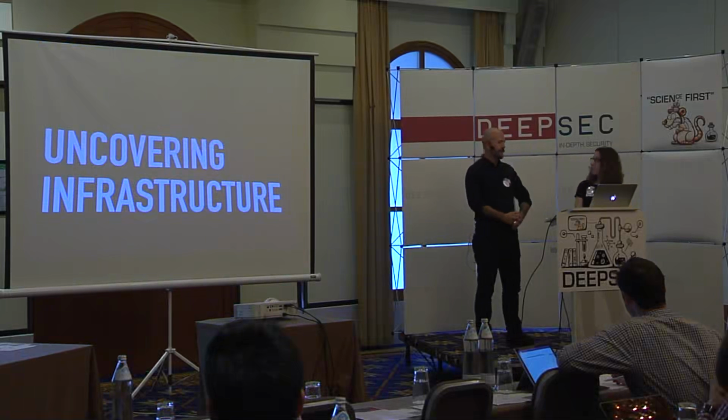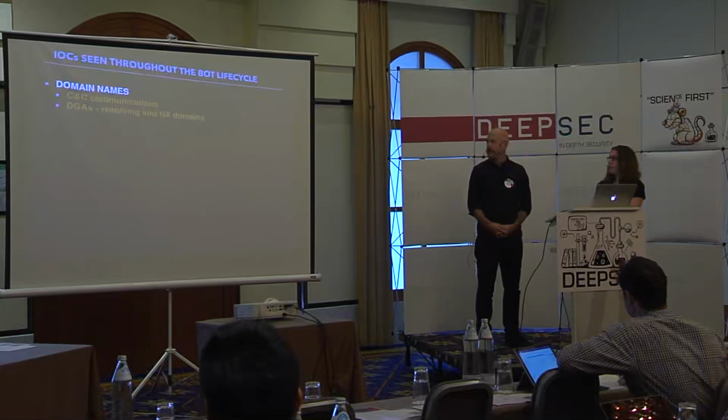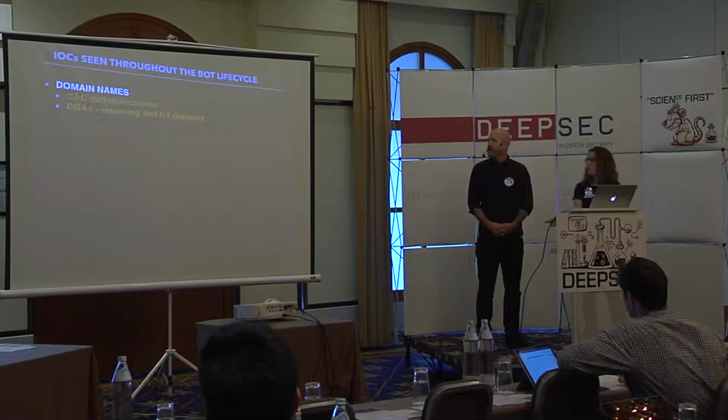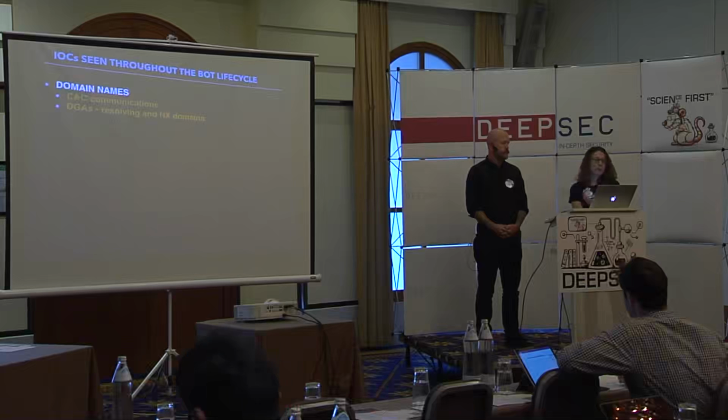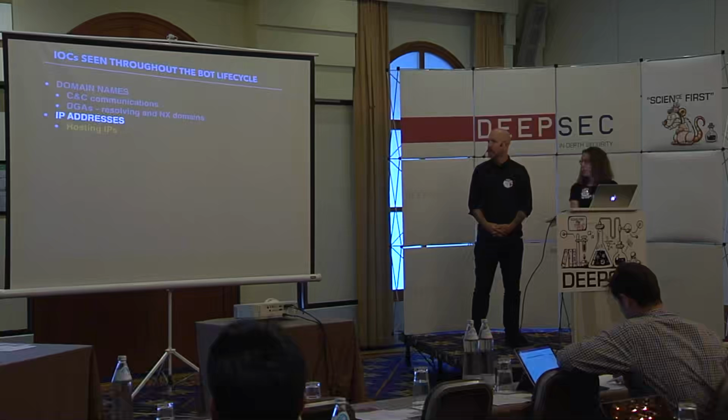Uncovering infrastructure. So when we're uncovering the infrastructure, we get IOCs. Throughout the different stages of when the bot is running on the system and communicating to the CNC server, we'll get different types of IOCs. So we'll get domain names. This is when the CNC communications happen, and this is when they're trying to contact the DGAs, and you'll also see the NX domains. And from there, we'll also get IP addresses from the hosting IPs on these domains.